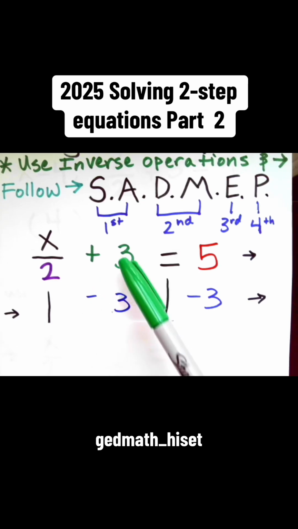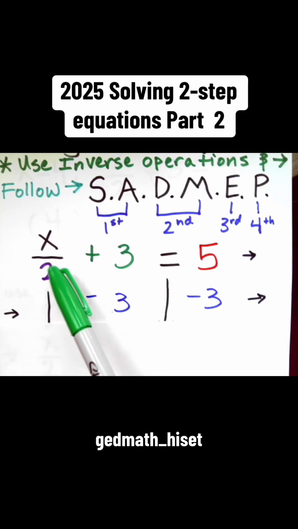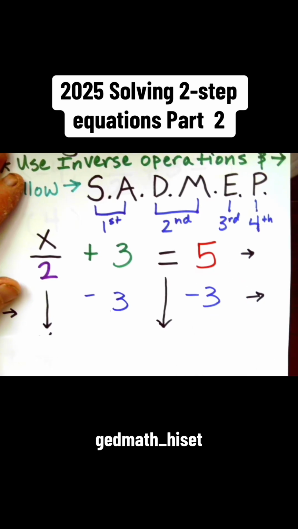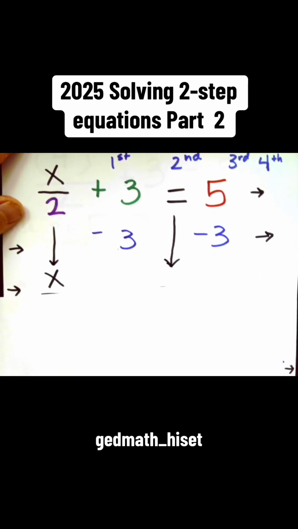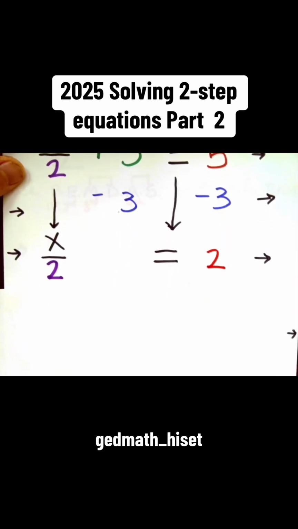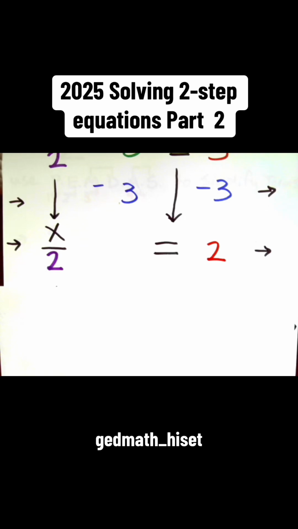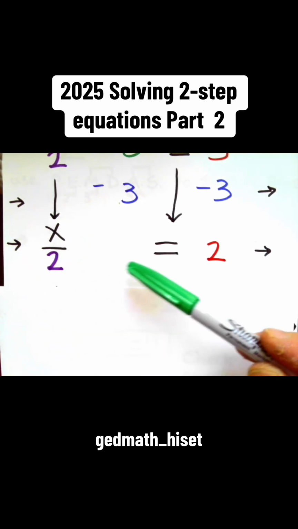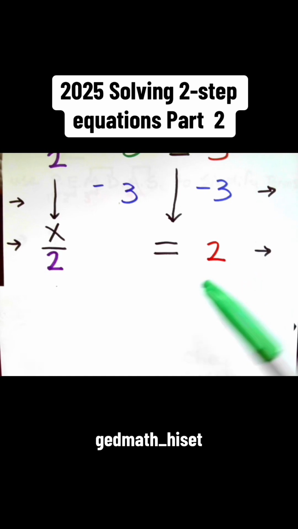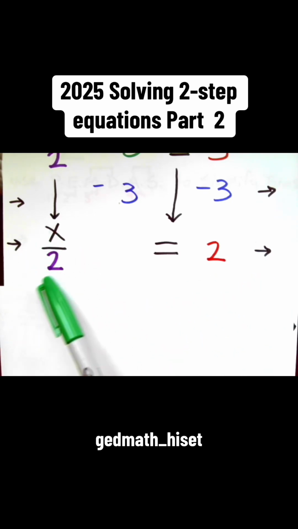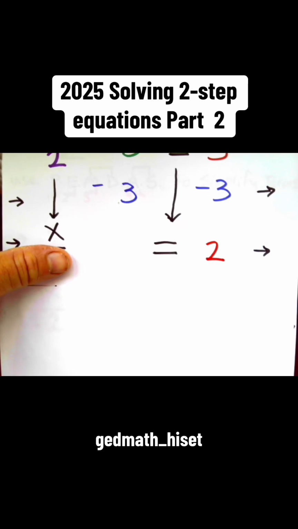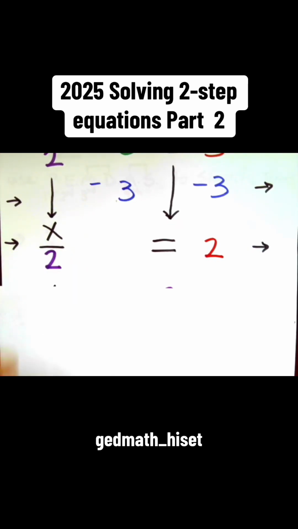3 minus 3 leaves me with 0. And then I'll just bring my x divided by 2 down. I'll bring down the equal sign, and then 5 minus 3 is 2. So I'm just going to simplify and rewrite my equation. So now I'm left with x divided by 2 equals 2. I want to get x all by itself. That's my goal. I want to eliminate that 2. So x is all by itself.